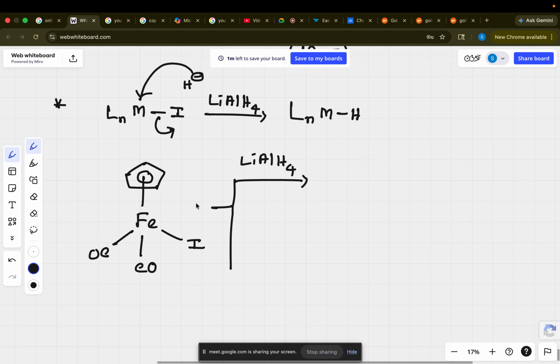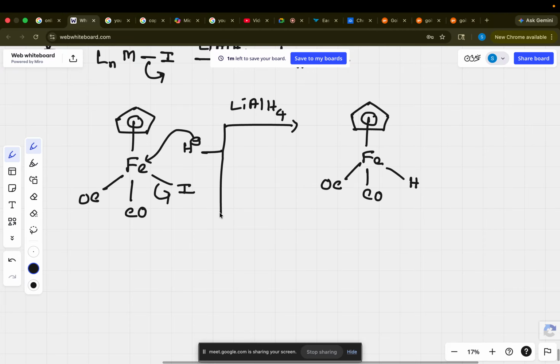What is the reaction? If you are treating this with lithium aluminum hydride, H minus will attack the metal center, and iodine will leave from here. And what I am getting basically, so here you have Fe, here you have carbonyl, and hydrogen is there. Clear? Yes, sir.